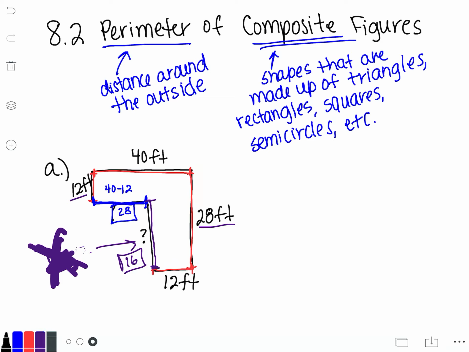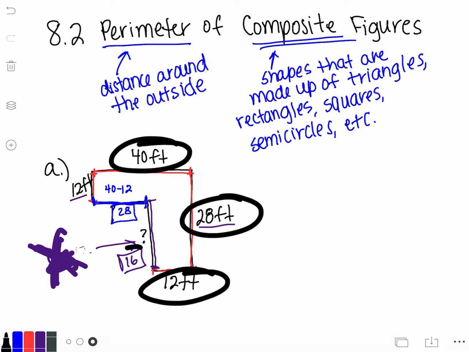What am I doing? I am finding the perimeter. So I'm going to add together all these numbers here. I've got 40 and 28 and 12 and 16 and 28 and 12. I will write them off to the side for you, in a thick enough marker for you to see.